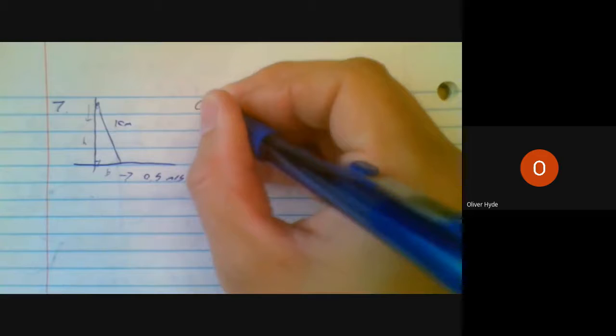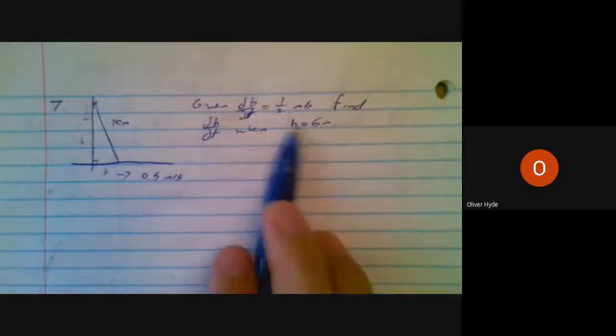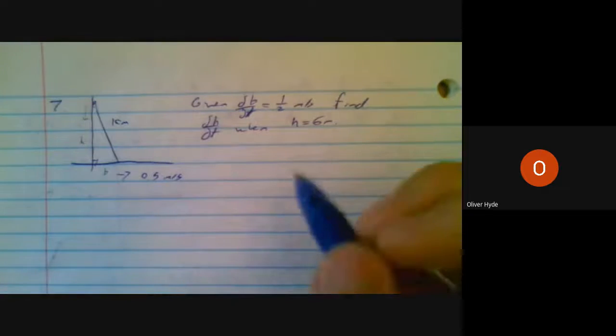Let's say we are given delta B by delta T is positive 1/2 meters per second. We are asked to find delta H by delta T when the top is 6 meters away. H equals 6 meters. Okay, again, I'm communicating that that's part of the instance, but I'm going to hold on to that value. My favorite approach here is to declare variables.